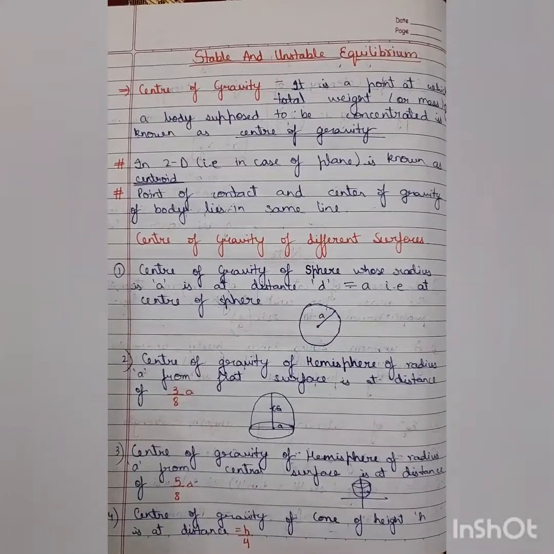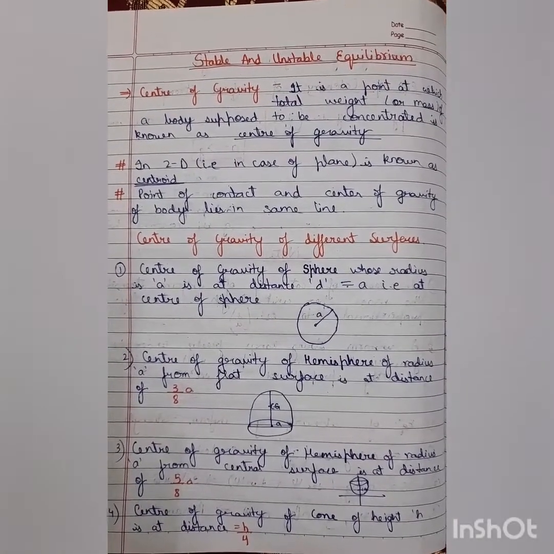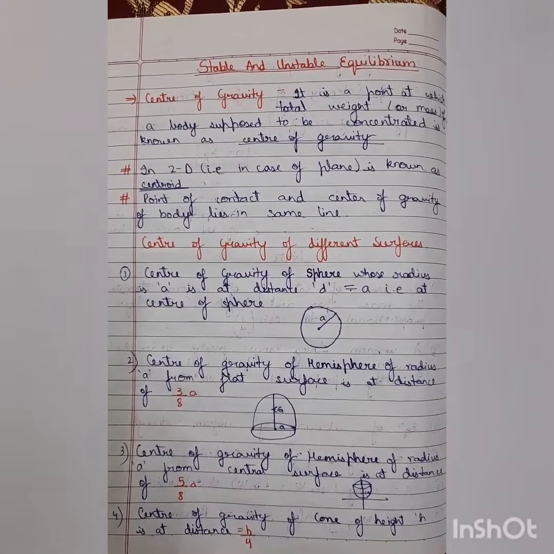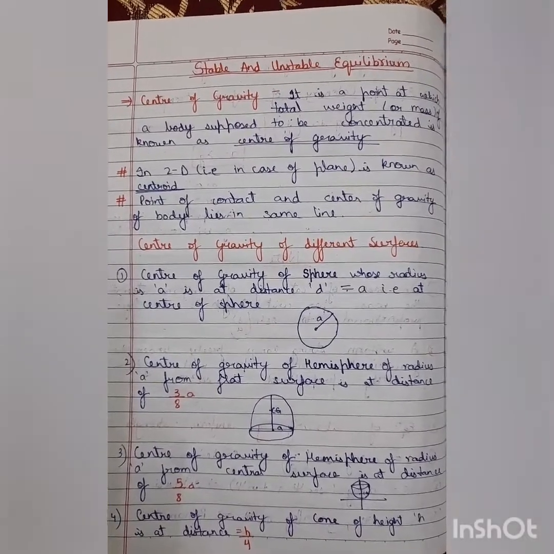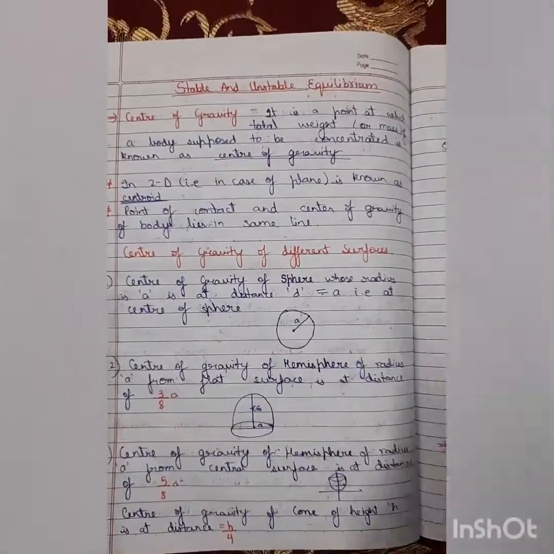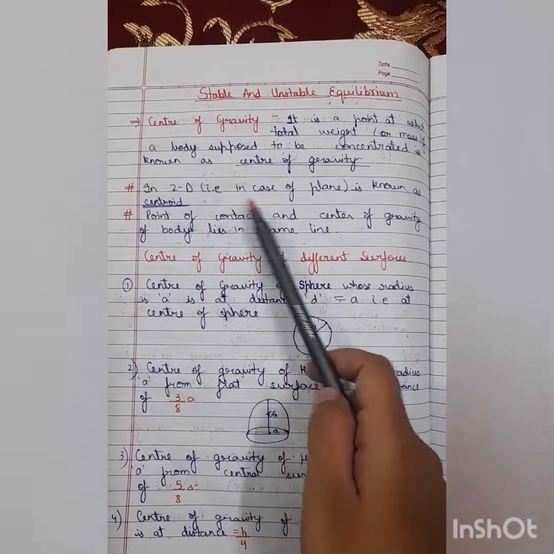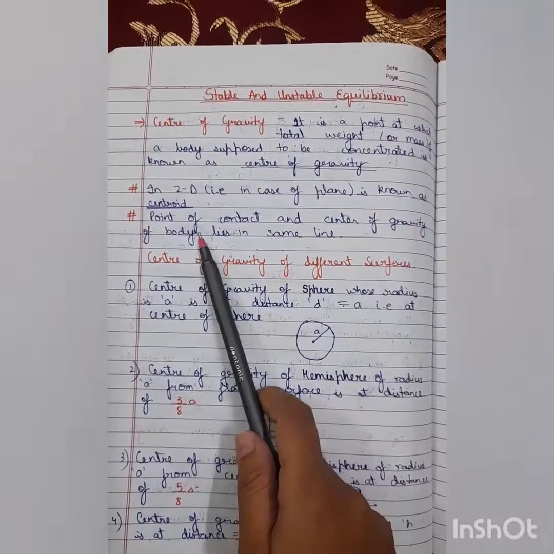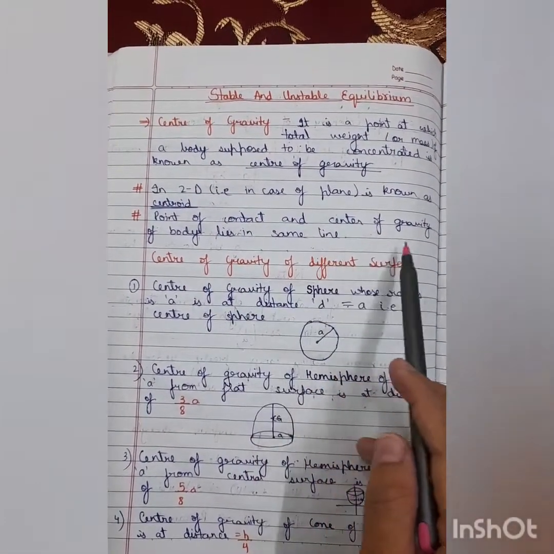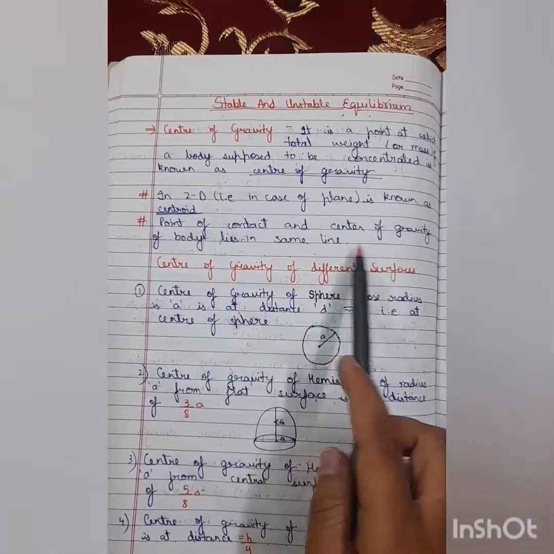So, what is center of gravity? It is a point at which the total weight or mass of a body is supposed to be concentrated, and is known as the center of gravity. In two dimensions, in the case of a plane, it is known as the centroid. The point of contact and the center of gravity of the body lie in the same line.